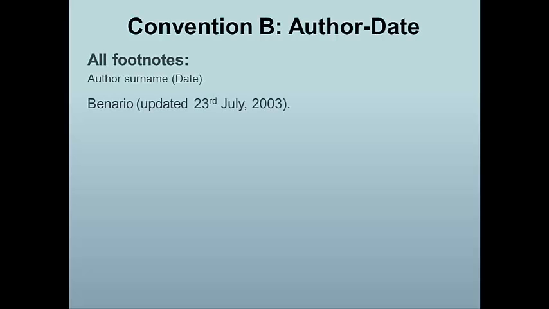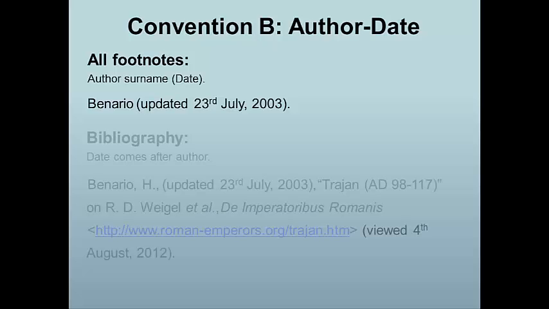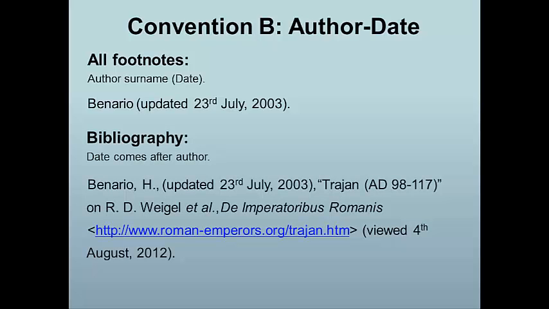If Convention A is not your thing, you can choose to reference your assessments using Convention B, the author date style. For all footnotes, you just need the surname of the author and the date. So Benario, updated 23rd July 2003. Use the full date rather than just the year, as you would for books and articles, as this will let the marker know you are referencing a website here and haven't just forgotten page numbers. For your bibliography, this would be the same as for Convention A, except that you would move the date of the page to right after the author. So Benario H, updated 23rd July, etc.